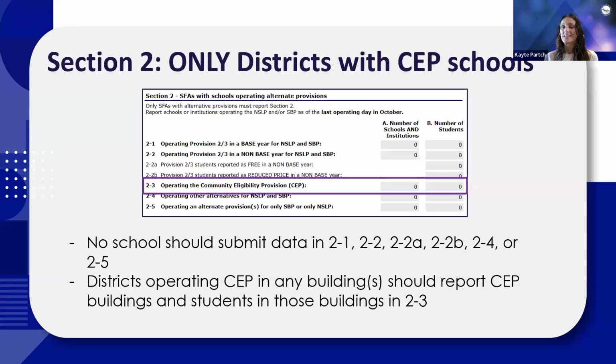Only districts with CEP buildings will submit data in section 2, and their data will be submitted for only question 2-3. So again, the system will populate the information in column A, which reports the number of schools and institutions approved to operate the CEP. And then the school data steward would be responsible for aggregating the correct number of students enrolled in those CEP buildings and reporting that value in column B for question 2-3.